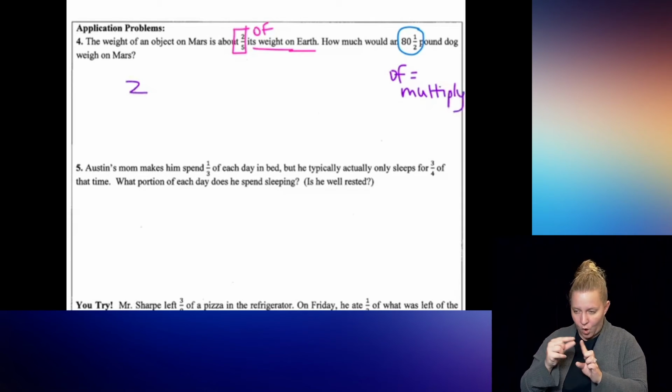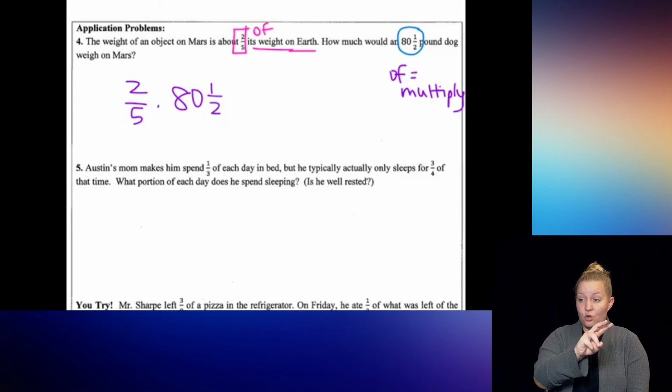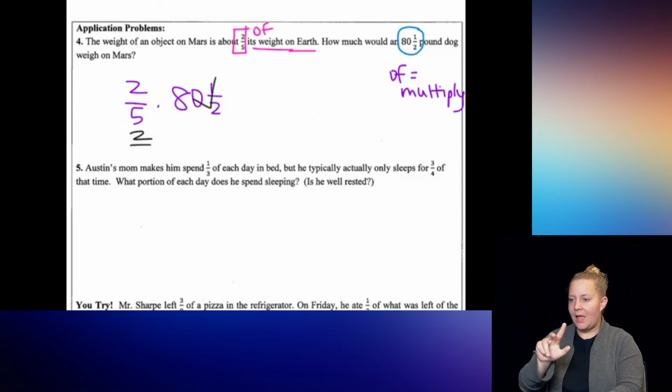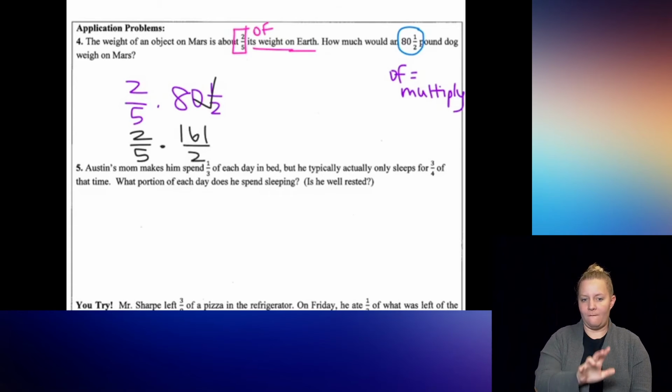So I'm going to take 2/5 times 80 and 1/2. And we know that we need to check mark this one. So I really have 2/5 times 161 over 2. We can do one of two things, multiply straight across or cross simplify.